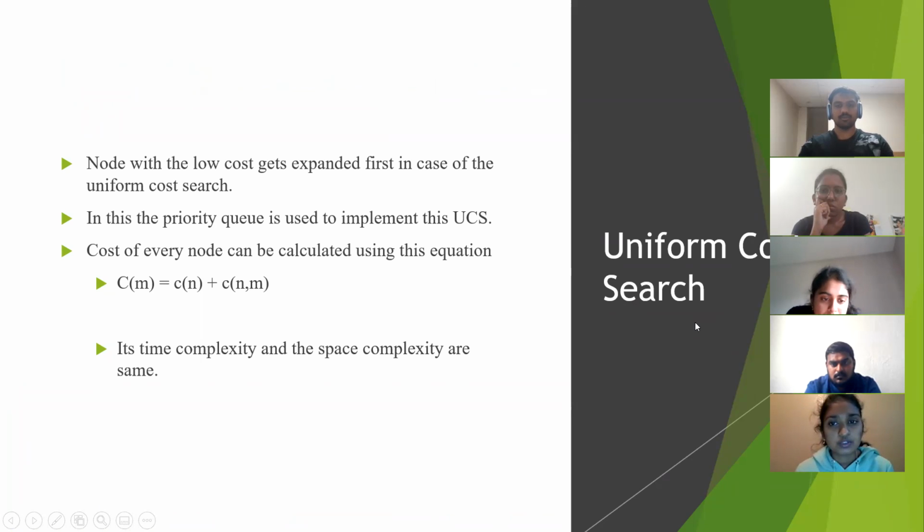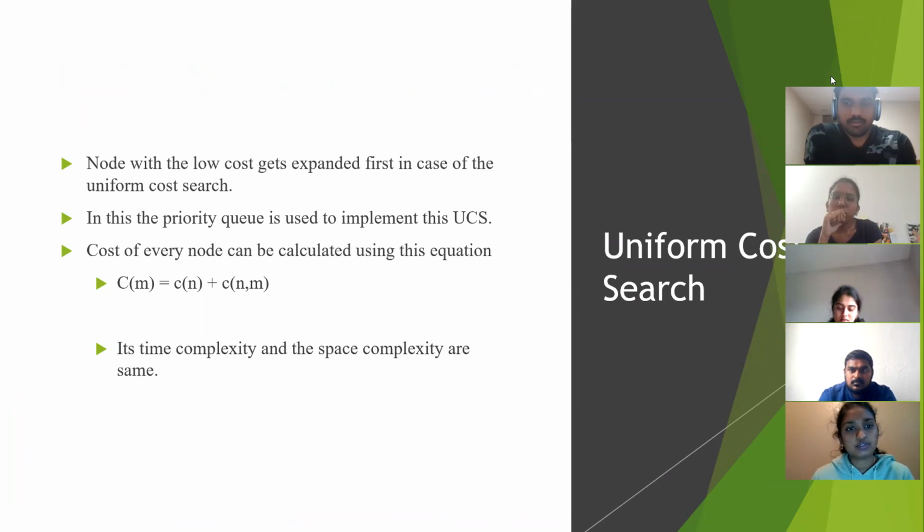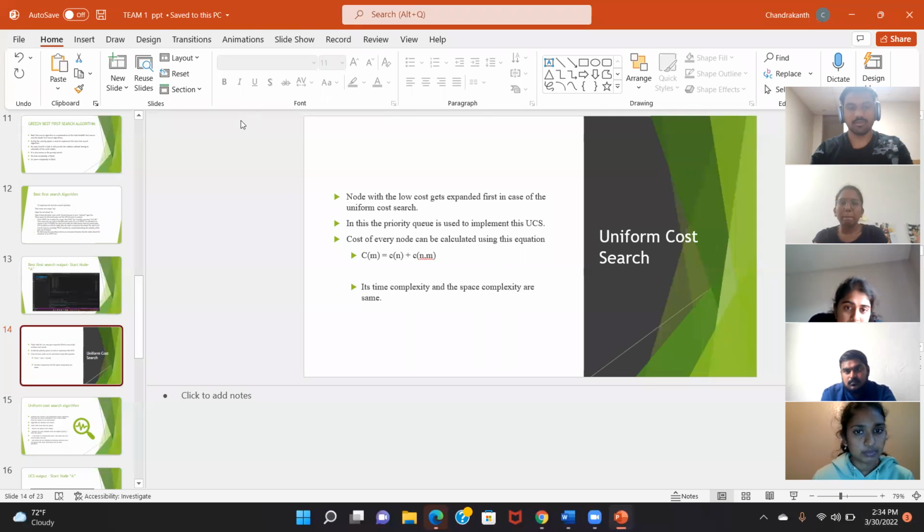Hi everyone, today I am going to discuss uniform cost search. In this search, the node with the lowest cost gets expanded first, and the cost of every node can be calculated using the given formula. In other words, the uniform cost search algorithm uses the lowest cumulative cost to find the path from the source node to the destination node, and nodes are expanded starting from the root according to the minimum cumulative cost.